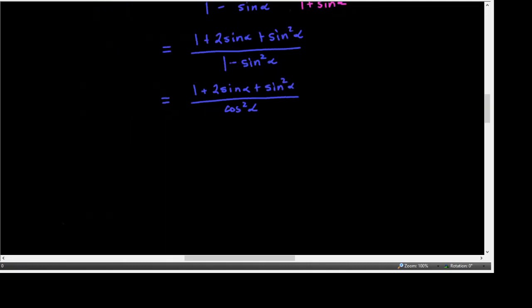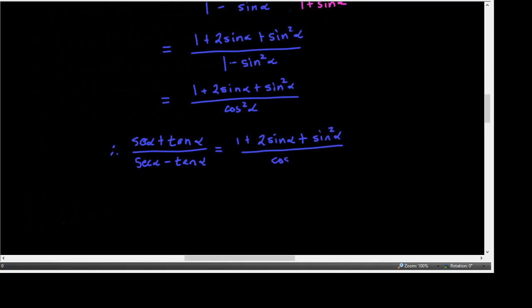So we can say, therefore, we now know that secant alpha plus tangent alpha divided by secant alpha minus, oh, I forgot to write the c there, secant alpha minus tangent alpha is indeed equal to 1 plus 2 sine alpha plus sine squared alpha divided by cosine squared alpha. Okay, so that proof is done.